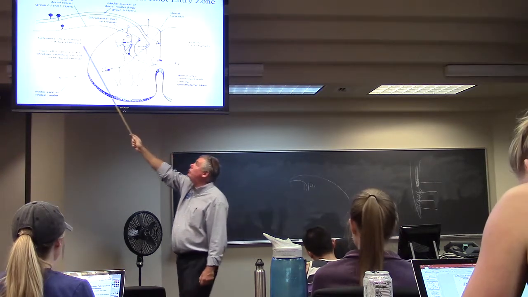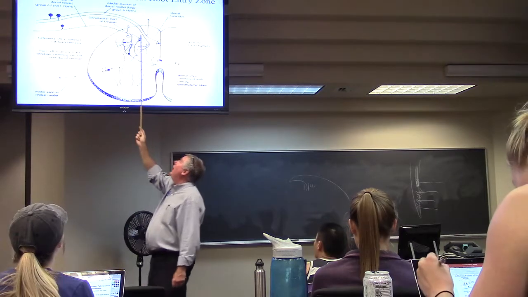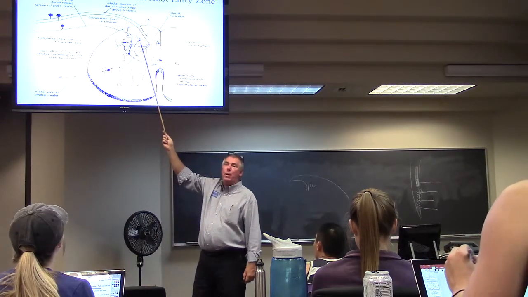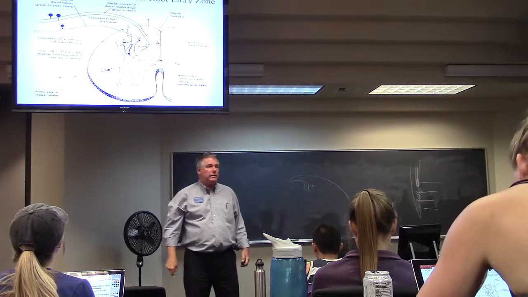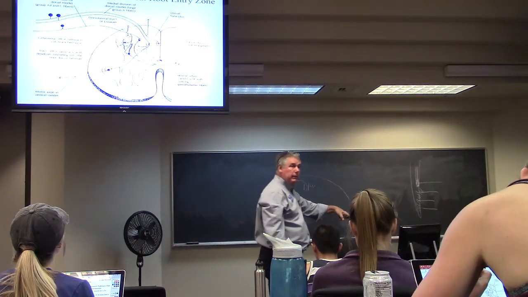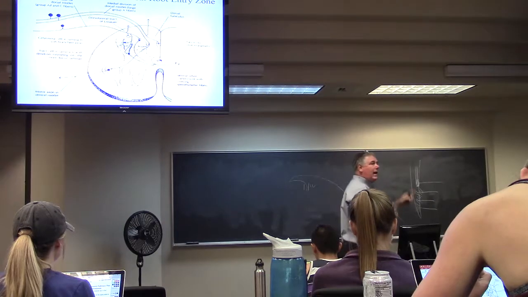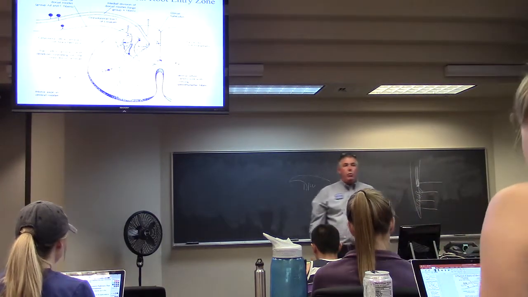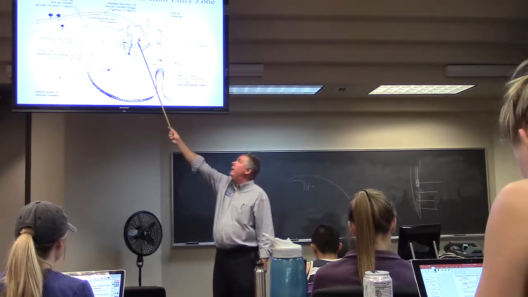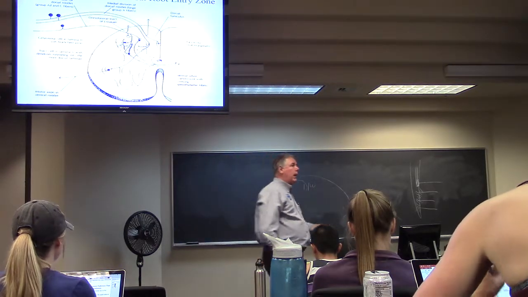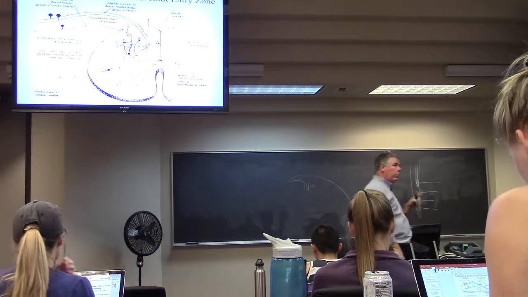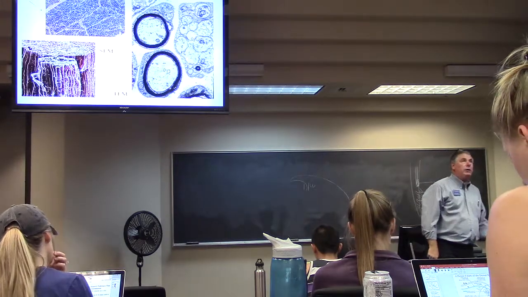The same holds true for the dorsal column. It's just going to synapse not in the spinal cord, but up in the brainstem. I'll cover that in just a second. But it's on the same side. It's the second order neuron that crosses to the other side. Doesn't matter if you're talking about spinothalamic or dorsal column. It's the second order neuron that crosses to the other side.